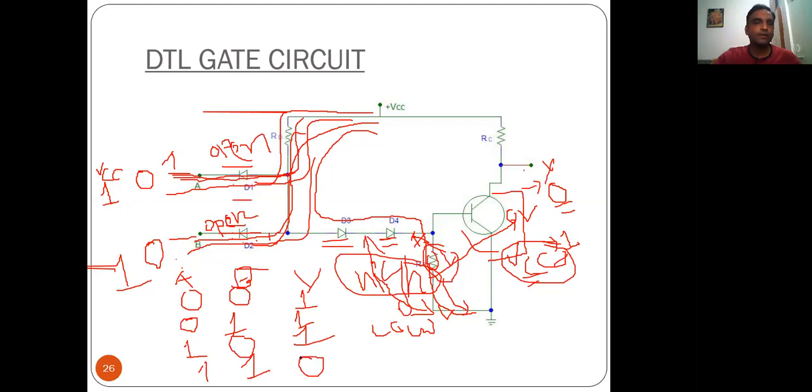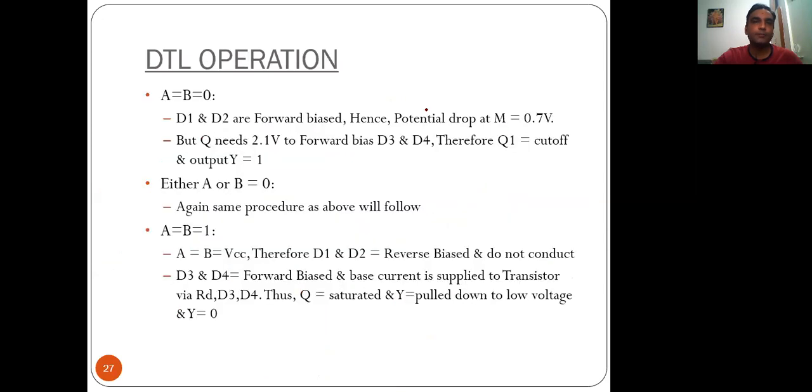So this is how we have found out that whenever both the inputs are 1, the output is 0, and whenever any of the inputs is 0, the output is 1. So this is a NAND gate. This basic gate which we have discussed is the NAND gate. Whenever both the inputs are 1, the output is 0, otherwise the output is 1. So this is the DTL basic NAND logic. I have explained it, and all this we have discussed.